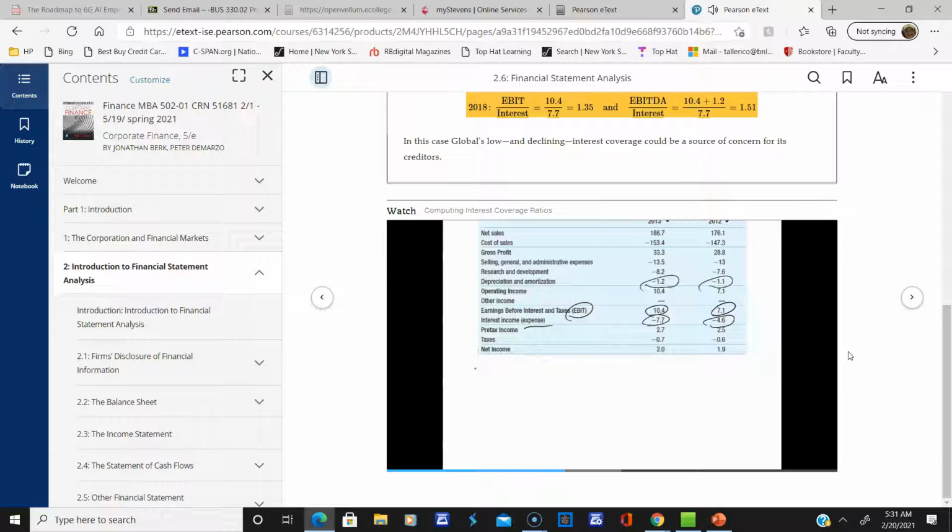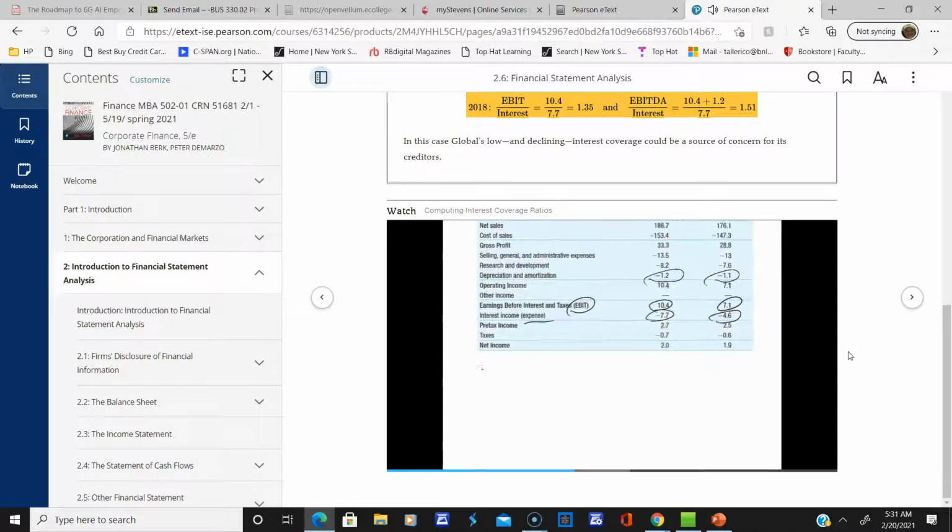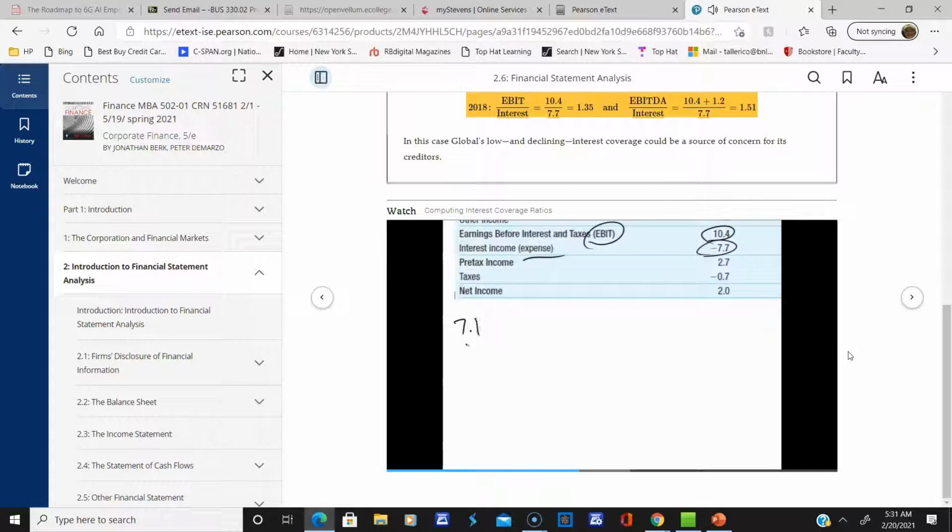So let's start with 2012 and do the first one, which is the EBIT based ratio. So we're going to take its total EBIT for 2012, which is 7.1, and we're going to see how many times its interest expense is that. So basically the idea is how many times over can it cover its interest obligations with its earnings before interest and taxes. And if you calculate that out, you get 1.54. So basically it earned about 1.5 times its interest obligations.